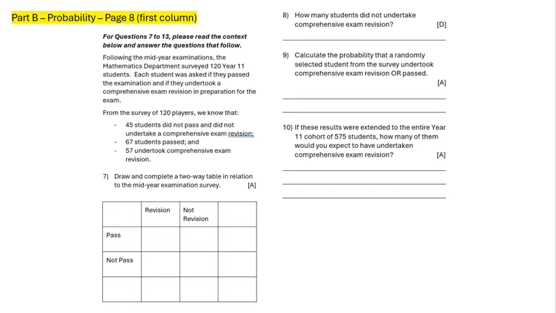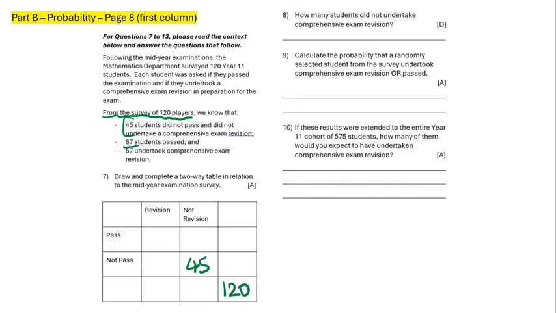So in year 11, you're never really going to have the table partially populated or fully populated for you. You'll be expected to pull it all out from the sentences. And that's what we need to do here. So the first important bit is from the survey of 120 players. Assume that's meant to be students as well. So that's going to be 120 over there. We know that 45 students did not pass and did not undertake a comprehensive exam revision. So that's this one here. That's so did not pass, did not revise. So that's going to be a 45 over there.